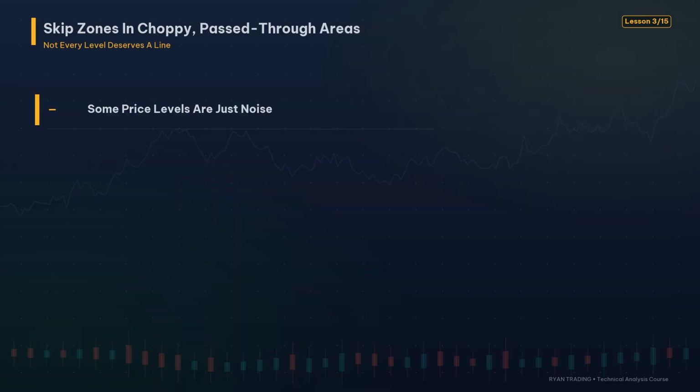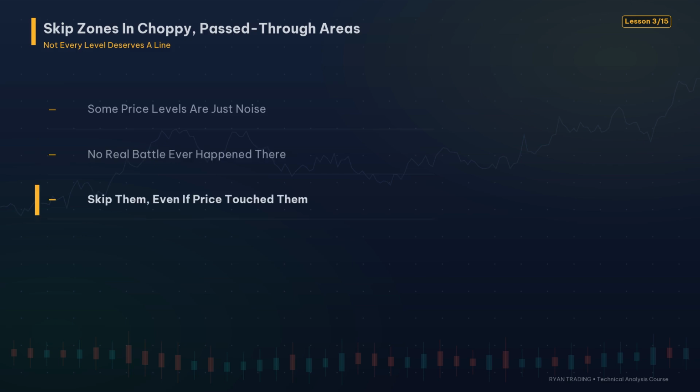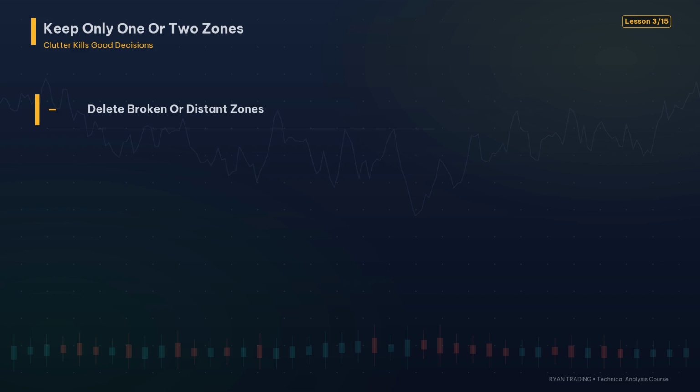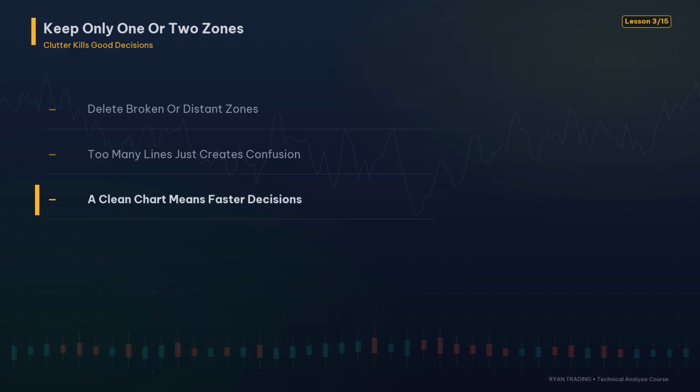Some price levels are just noise. No real battle ever happened there. Skip them, even if price touched them once or twice. Delete zones that are broken or far away from price. Too many lines just creates confusion and doubt. A clean chart leads to faster, clearer decisions.